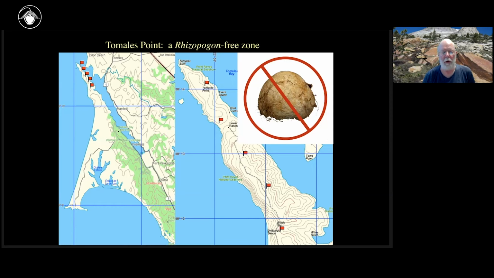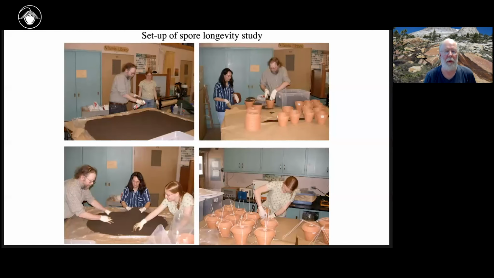That may sound unusual, but it's actually about 11 kilometers away from any forest. So as I'm going to show you, you don't have to get out far from a forest edge before you lose the inoculum for new trees to establish. So this was a free zone of ectomycorrhizal inoculum.